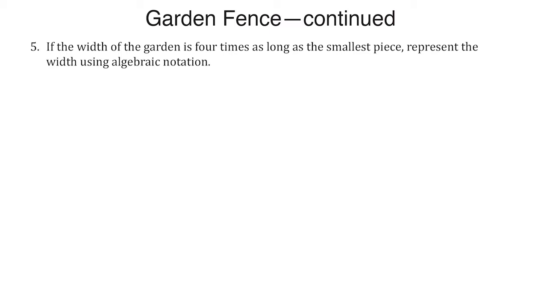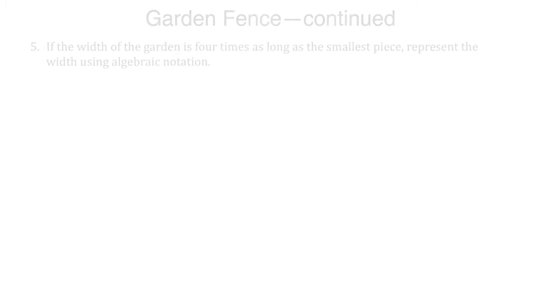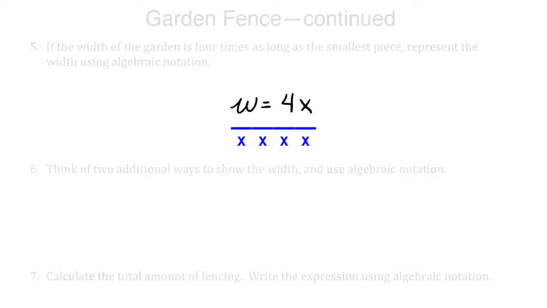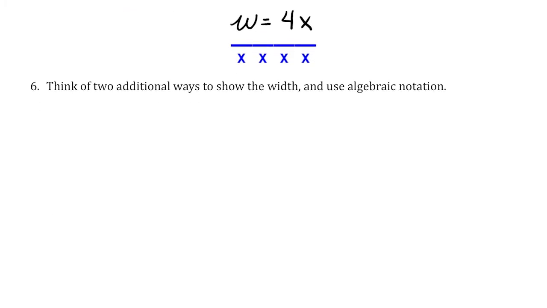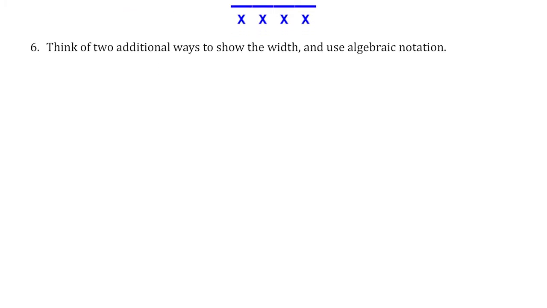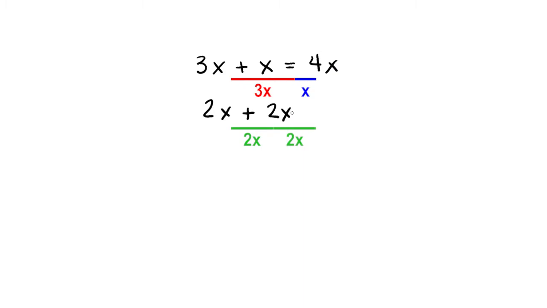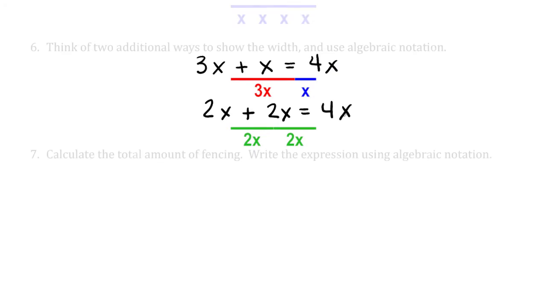Part 5 asks, if the width of the garden is 4 times as long as the smallest piece, represent the width using algebraic notation. X is the smallest piece of fencing. Therefore, if the width of the garden is 4 times the smallest piece, the width would be 4 times X. Part 6 states to think of 2 additional ways to show the width and use algebraic notation. One way to make 4X would be a 3X size piece plus 1X. Another way would be a 2X size piece plus another 2X size piece. Again, there are other ways to create 4X.